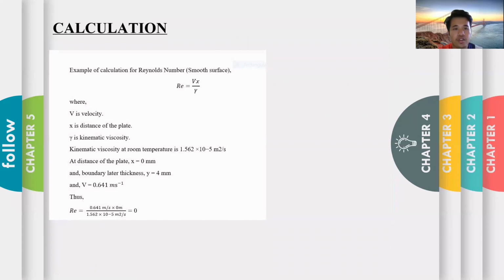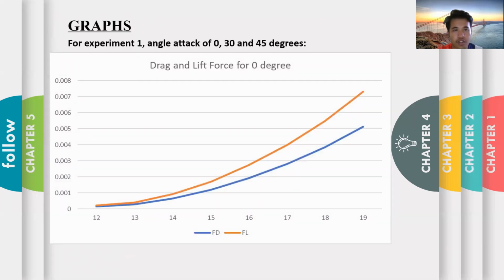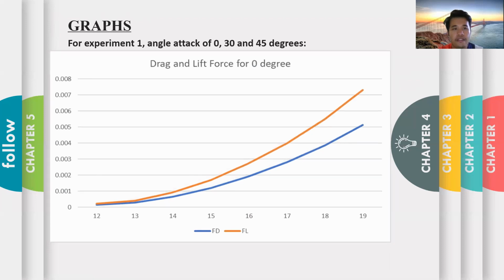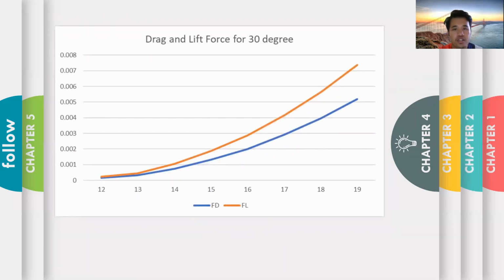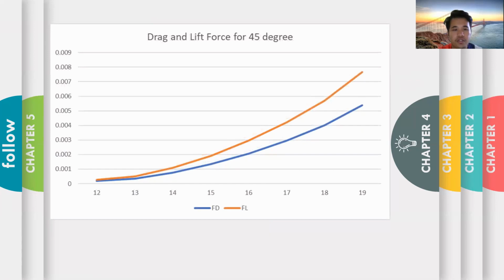Next, we calculate the Reynolds number. This is the example calculation for Reynolds number for the smooth surface. At 0 distance of the plate, we get 0 Reynolds number. For the graph, this is the 0 degree for drag and lift force. Next, for 30 degree, and the last one is 45 degree.